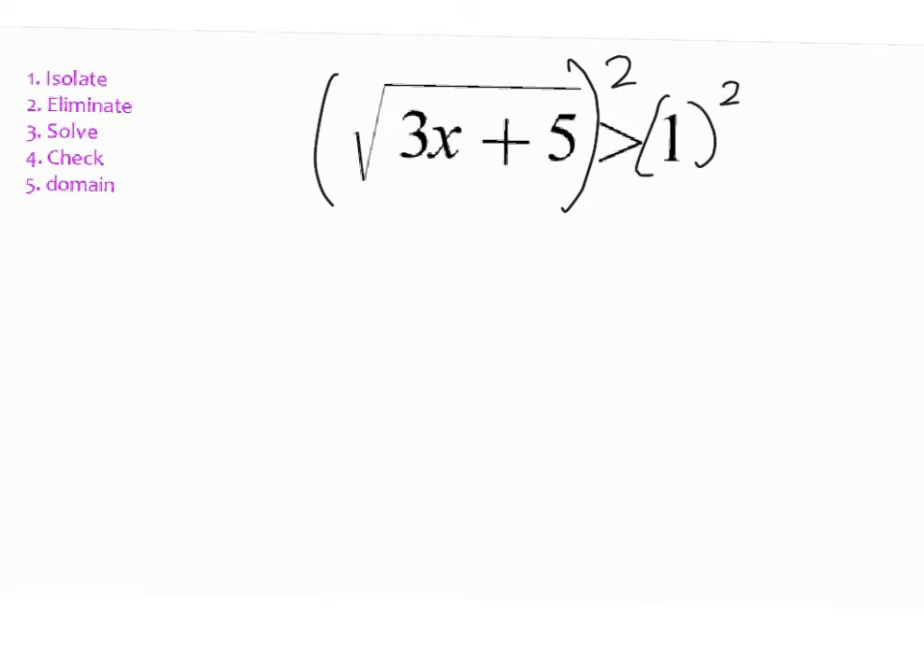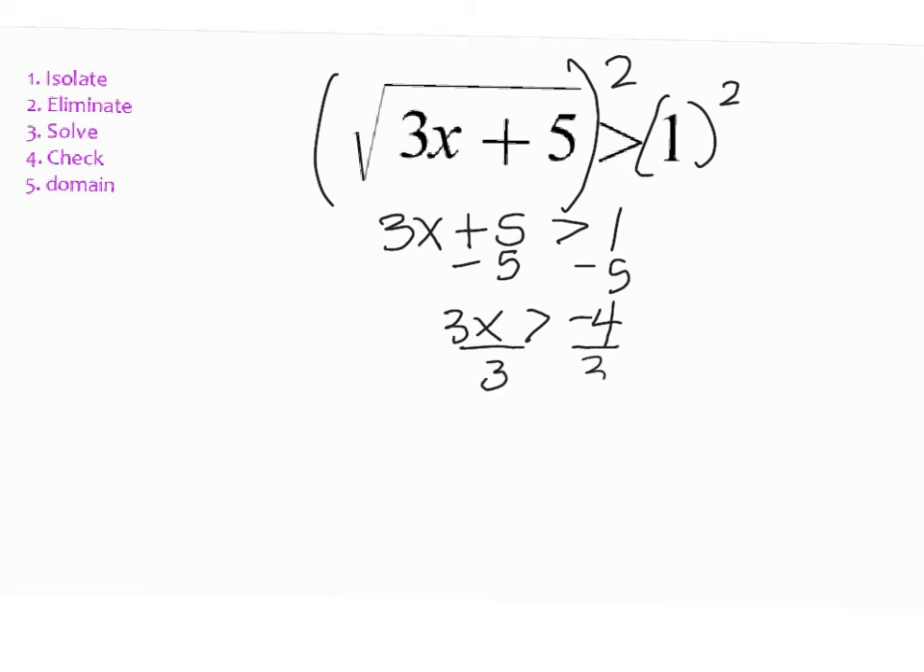So when I square both sides, now I have 3x plus 5 greater than 1, because 1 squared is 1. I'm going to subtract 5. 3x greater than negative 4. And again, I'm dividing a negative number, but not by a negative number. So I get this.